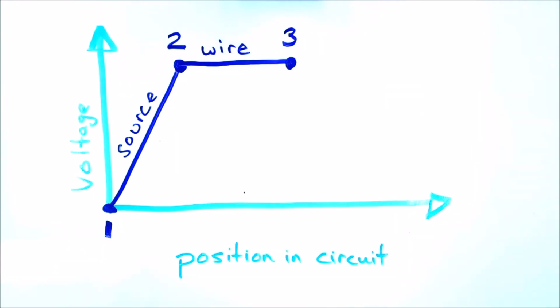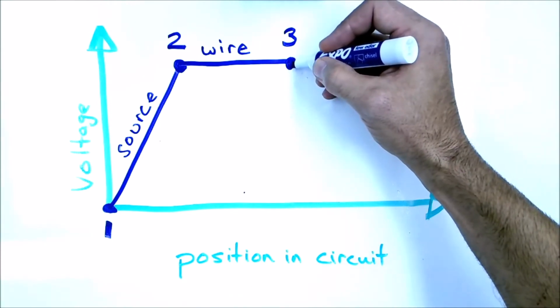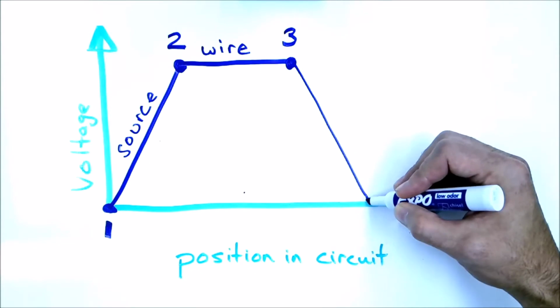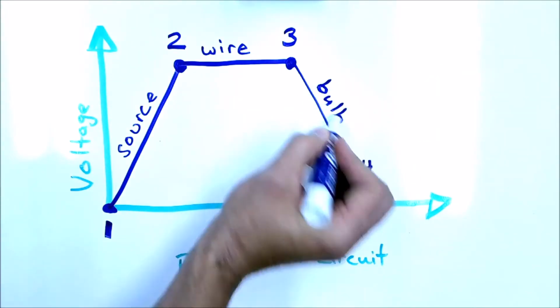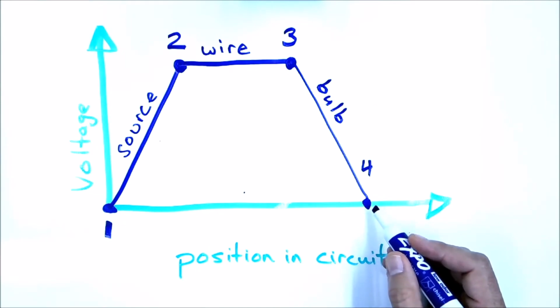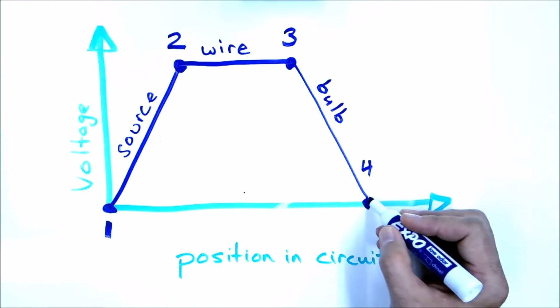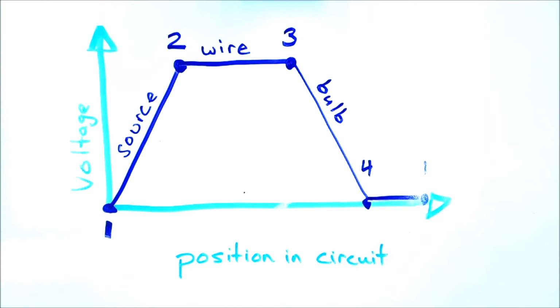Next, the electrons pass through the bulb. As they do, energy is transferred from that group of electrons to the bulb itself. When that happens, the electrons lose energy. After leaving the bulb, the electrons travel through the second wire and return to the source. In our voltage measurement, we saw no change in energy for that group of electrons.